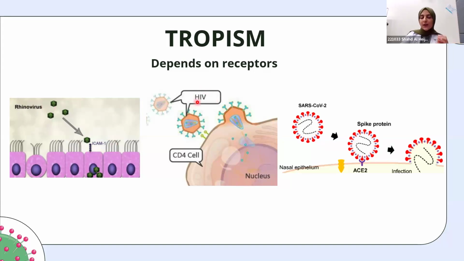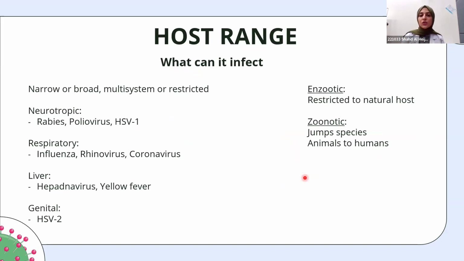Meanwhile, moving on to HIV, HIV has tropism for CD4 T cells. And this is again due to receptors on the surface of the cell. So HIV in CD4 cells, which are T lymphocytes, rhinoviruses in the nasal epithelium because of ICAM, and here you have the COVID virus, which has a preference for this receptor and the nasal epithelium. So tropism is the preference of the virus for which type of epithelium, which type of cell, depending on the receptors. Now, host range is basically the type of tissues, cells, species it can infect.